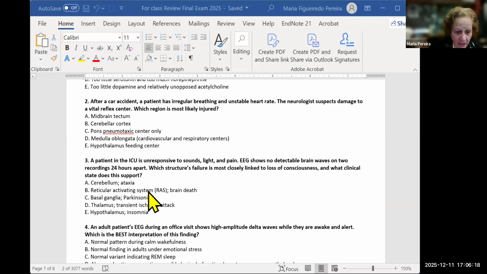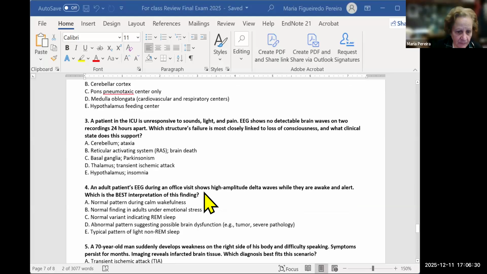So, reticular activating center, RAS, and brain death. It's the only one here that says brain death. That would be an easy answer.